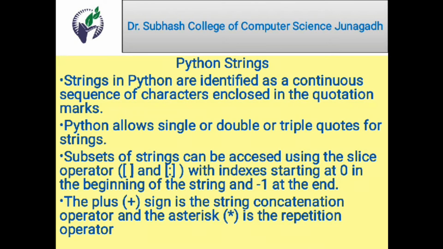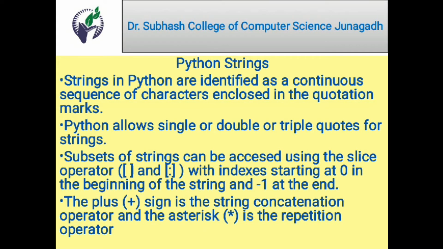If we use star with numbers, it will simply multiply the numbers, but when we use it with a string, it will repeat the same string as many times as we have given. So a string in single, double or triple quotes can be accessed using the slice operator and the colon. Also we can concatenate and replicate using the plus and star operators. Here we call them the concatenation operator and the repetition operator.